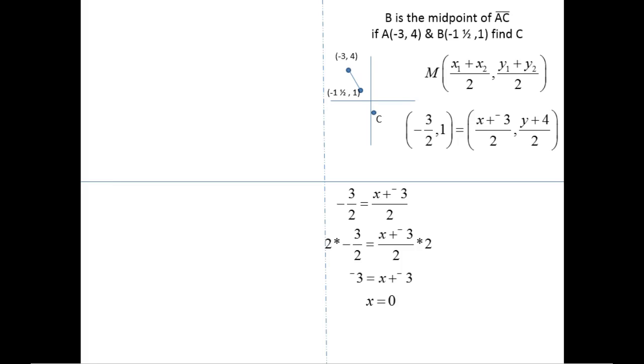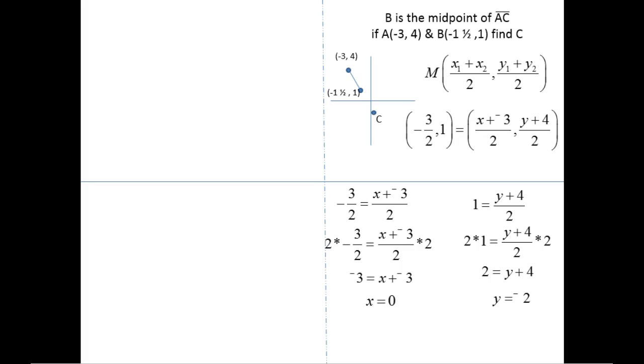All right, so now I'm going to do the same thing for the y's. So the y value of the midpoint, which is 1, equals the y value that I have in my midpoint formula like that. So then again, I want to get rid of the denominator, so I'm going to multiply both sides by 2. This time nothing cancels out on the left, so I have to actually multiply 2 times 1. They just cancel out on the right. So 2 equals y plus 4. So what does y equal? -2.